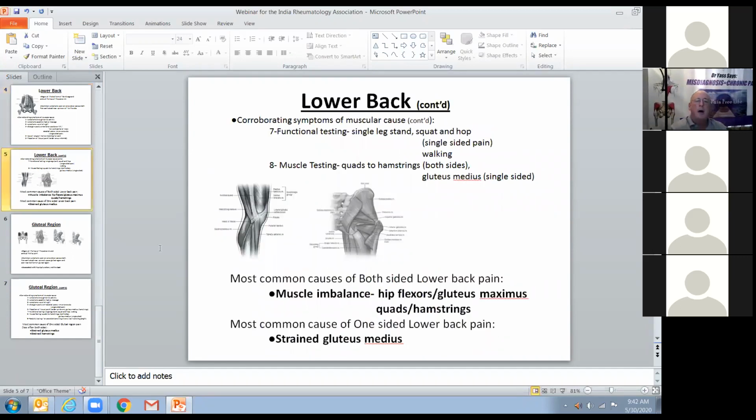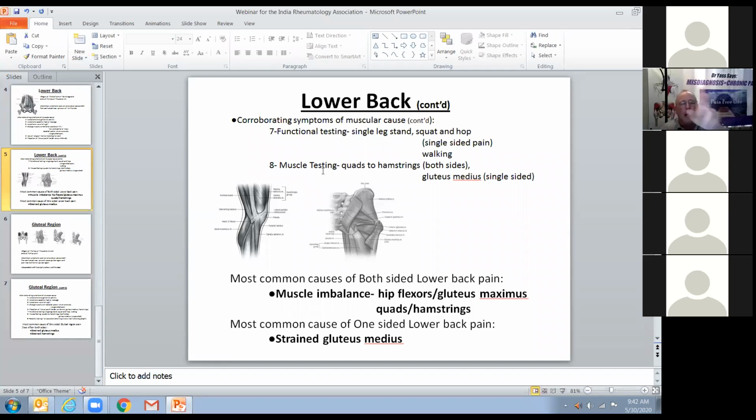Okay, so now continuing, one of the things I like to look at, if it's single-sided, is single leg stand, squat, and hop. How do they perform that? Is it more difficult? Is there pain brought on? These are important when it's single-sided because we're trying to establish, and I'll show you that in single-sided, it's typically related to a gluteus medius strain, that there's greater difficulty in weight bearing on one side, which is causing the lower back muscle on the opposite side, sometimes the same side, but mostly the opposite side, to have to overwork to compensate for that.